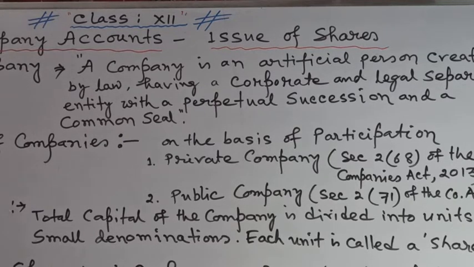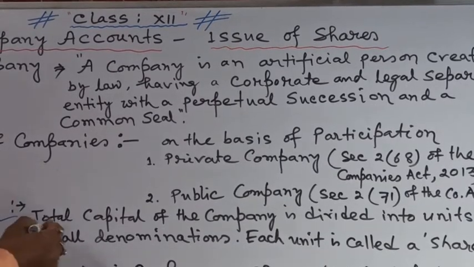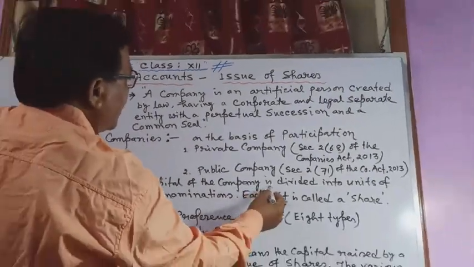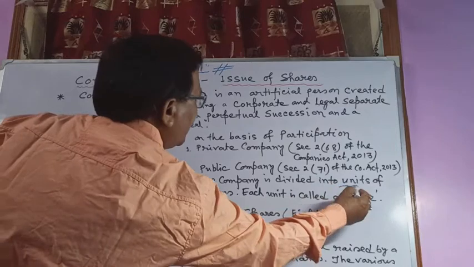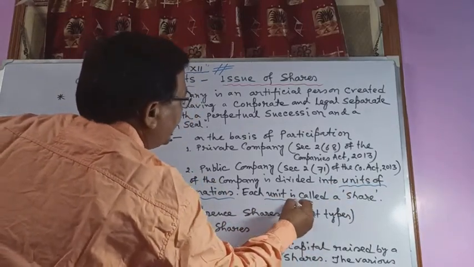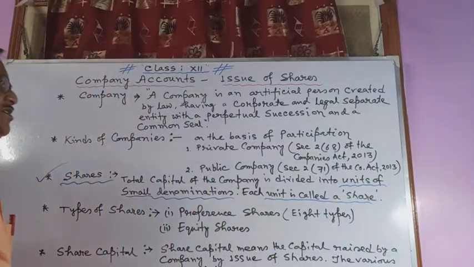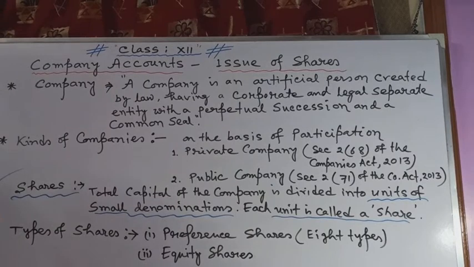Now next, let us discuss shares. What is the meaning of shares? The total capital of the company is divided into units of small denomination. Each unit is called a share. Okay. Now shares are issued by the public company in the open market, but a private company does not issue in the open market.